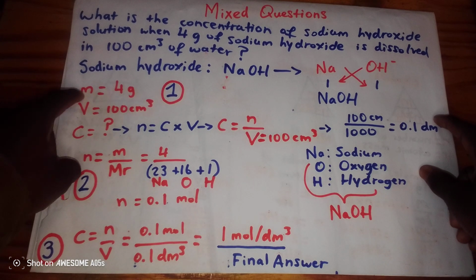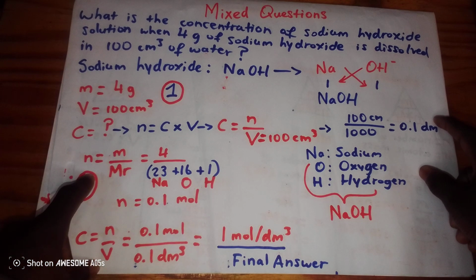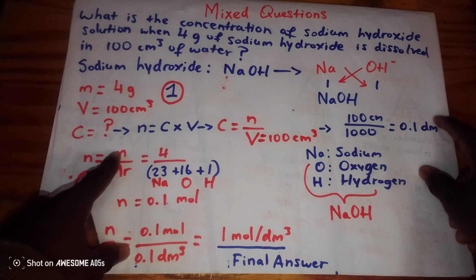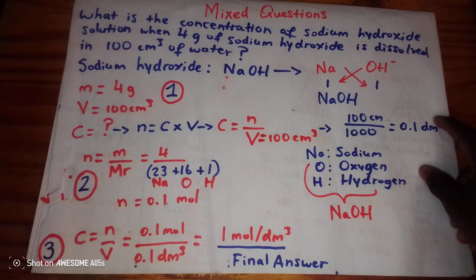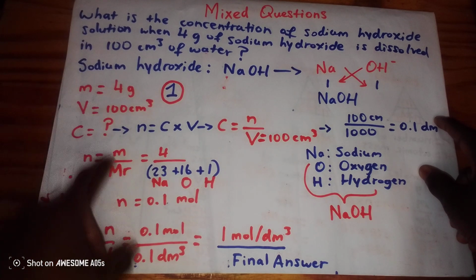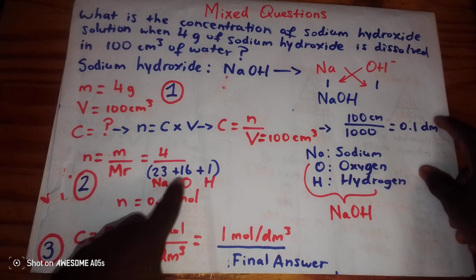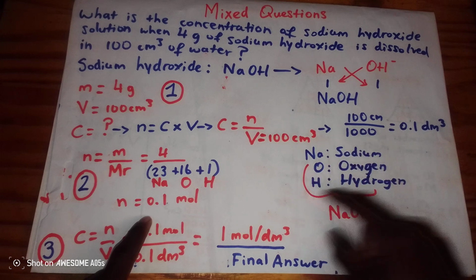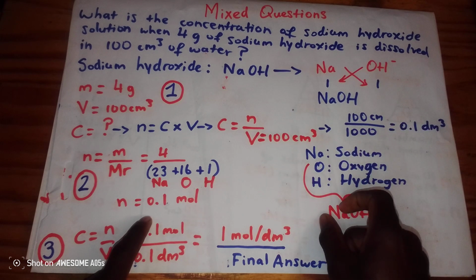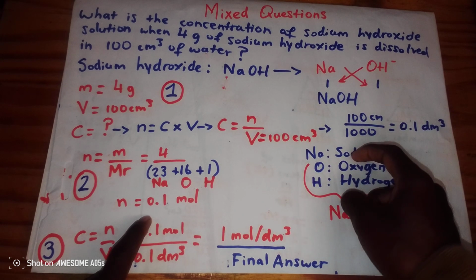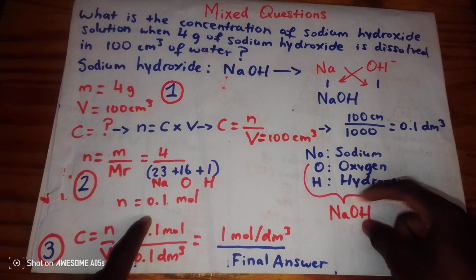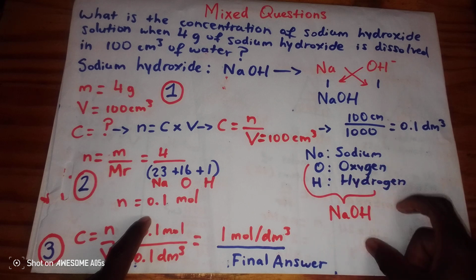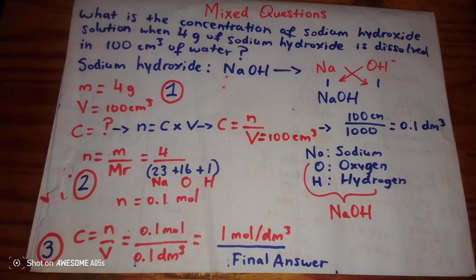So using the mass we can find the mole, because how do you find the mole? Mole equals mass divided by formula mass, or MR. And of course the mass is 4 grams. The formula mass is sodium, oxygen, hydrogen, because sodium, oxygen, hydrogen give you your sodium hydroxide, because oxygen bonded with hydrogen gives you hydroxide. So sodium plus hydroxide gives you sodium hydroxide. Okay, that's very good. Now we move on.